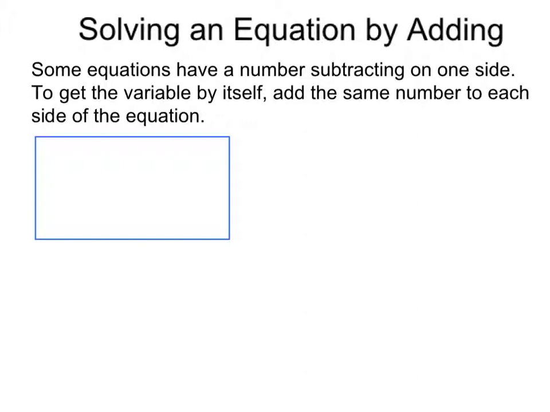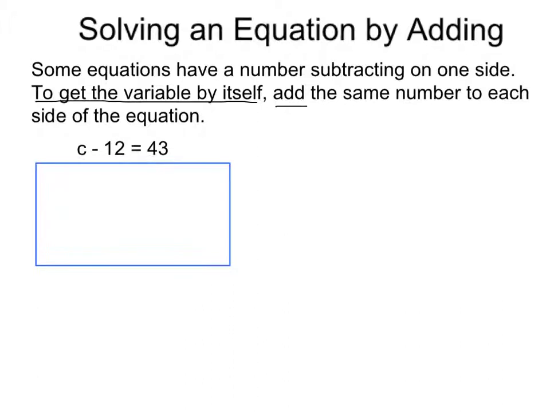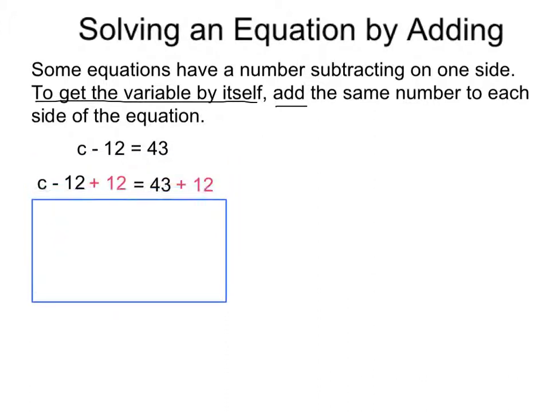Let's try some examples. Solving an equation by adding. Some equations have a number subtracting on one side. To get the variable by itself, add the same number to each side of the equation. So if we have C minus 12 equals 43, we have minus 12, so we want to do the inverse operation, which is plus 12. So we're going to add 12 to both sides.